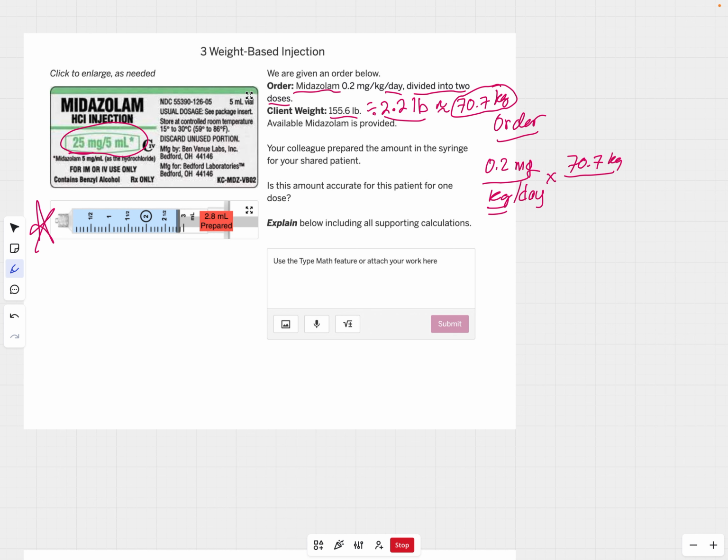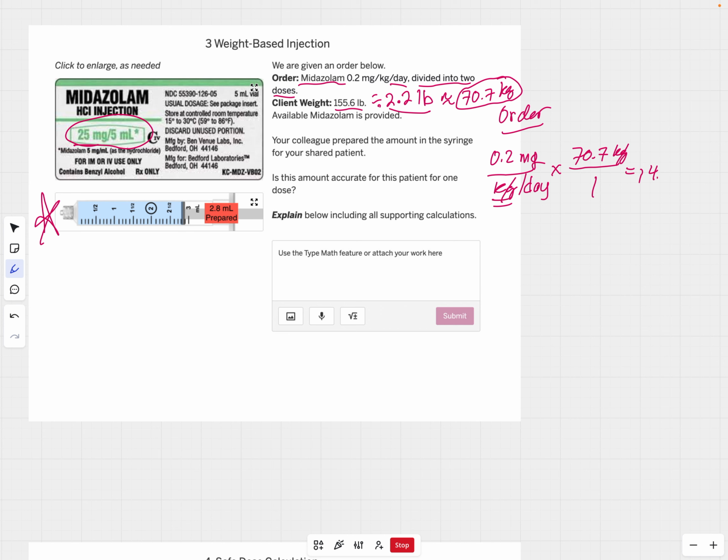And the reason why is that kilograms will cancel, and we will know the exact number of milligrams per day this individual needs. When I multiply 0.2 times 70.7, you get 14.14, and this is milligrams per day. We now need to divide that into 2 doses. So let's divide that by 2, because there are 2 doses in one day, and we get 7.07. So this is the amount of milligrams they need per dose.